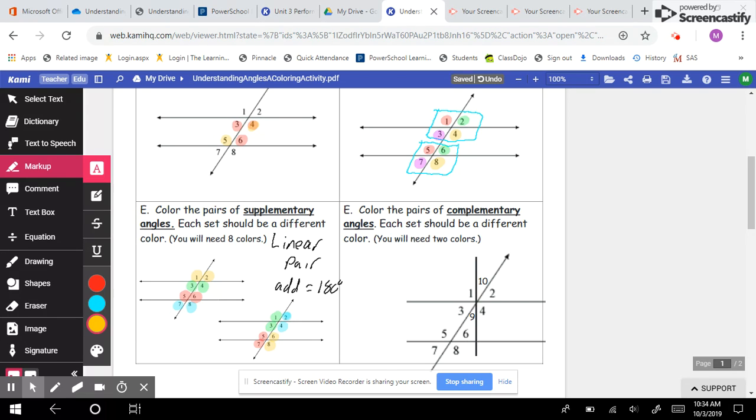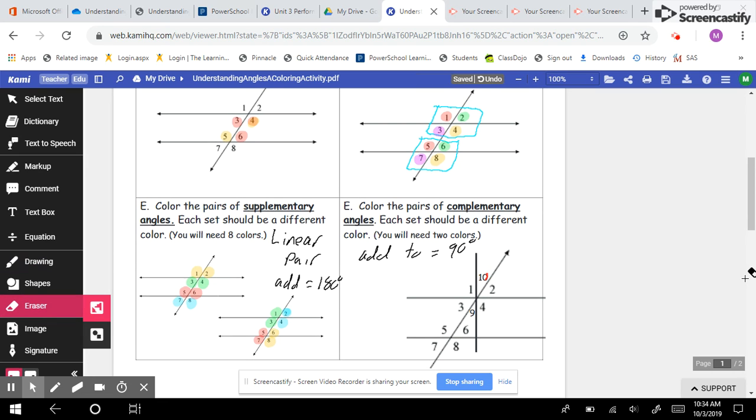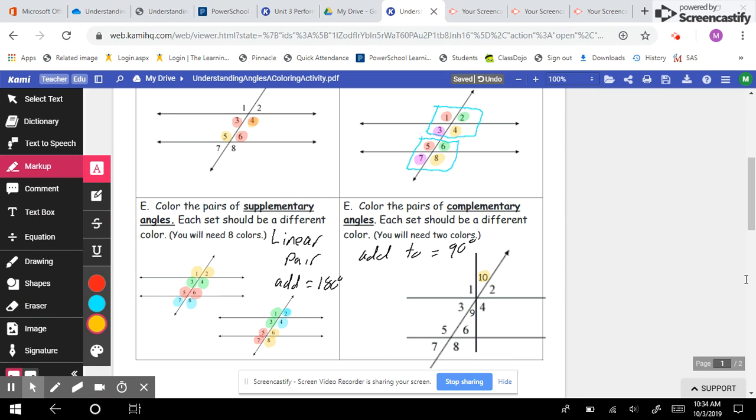So the next one we're going to talk about are complementary angles. Complementary angles are angles that add to equal 90 degrees. The first ones I'm going to look at, so I need to find two angles that are smaller than 90 degrees. First one I see is angle 10. Need to erase my mark. Angle 10 and angle 2. If I look at these, when I add them together, they make a right angle, which is 90 degrees.